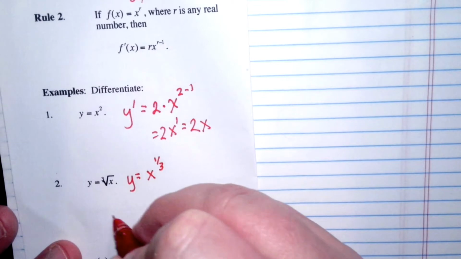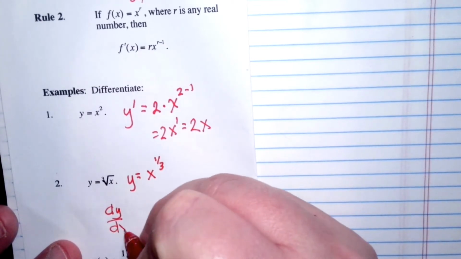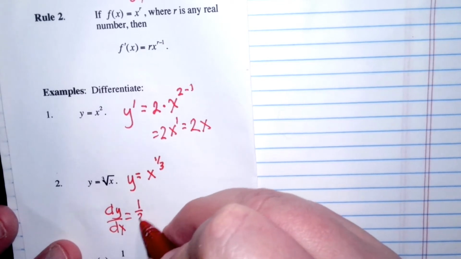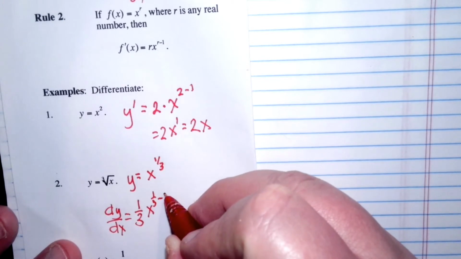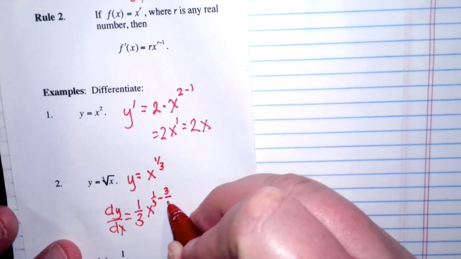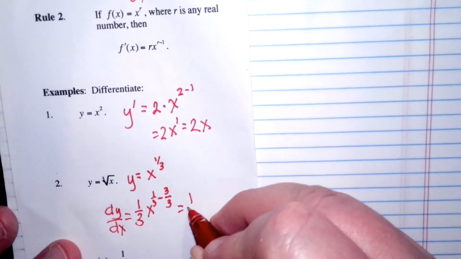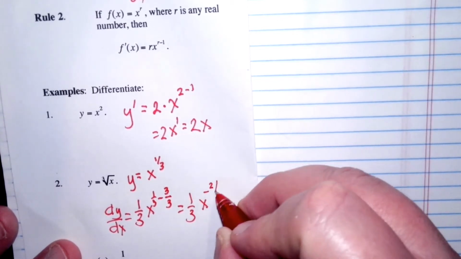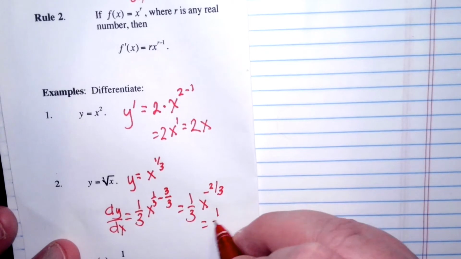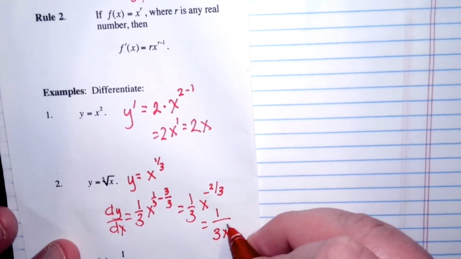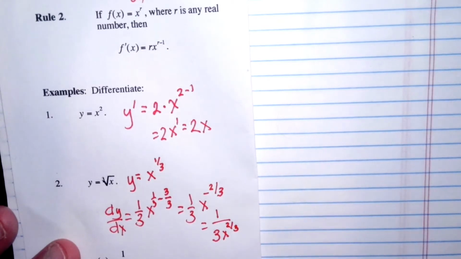Now the derivative, dy dx, would be 1/3 x to the 1/3 minus 1, but we're going to need a common denominator, so I'm going to write that as minus 3/3, and that's 1/3 x to the minus 2/3. And I would like for you to get in the practice of rewriting functions with expressions with negative exponents, because I think it'll be better for you in the long run. So I'm going to write that as 1/3 x to the 2/3 power.